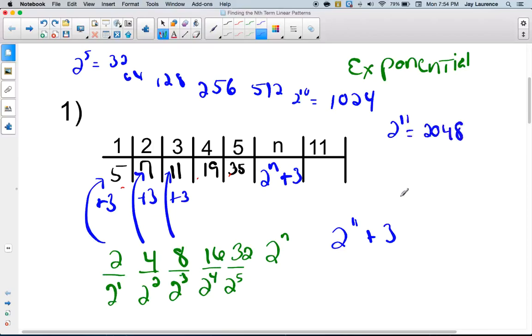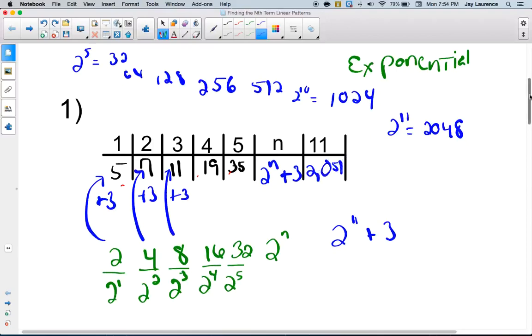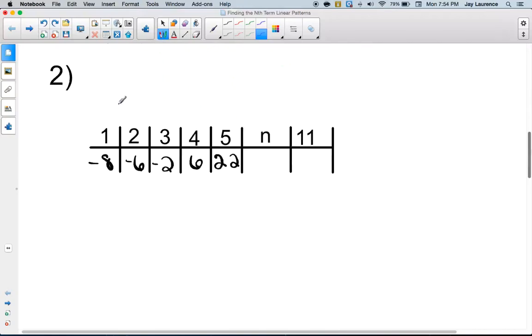2048. Now I have to add 3 to it, so it's going to be 2051. Yeah, this is an exponential pattern, right? Because all the differences are doubling. Let's go ahead and try this one.